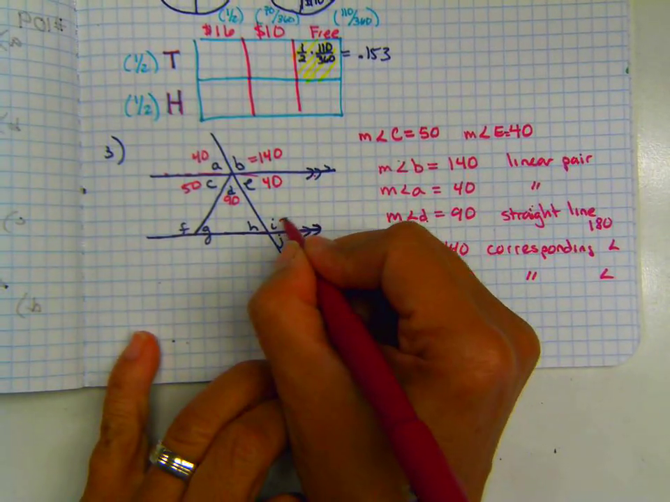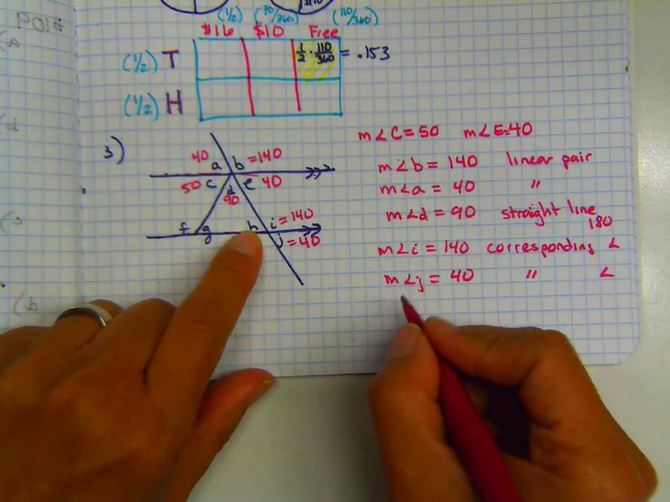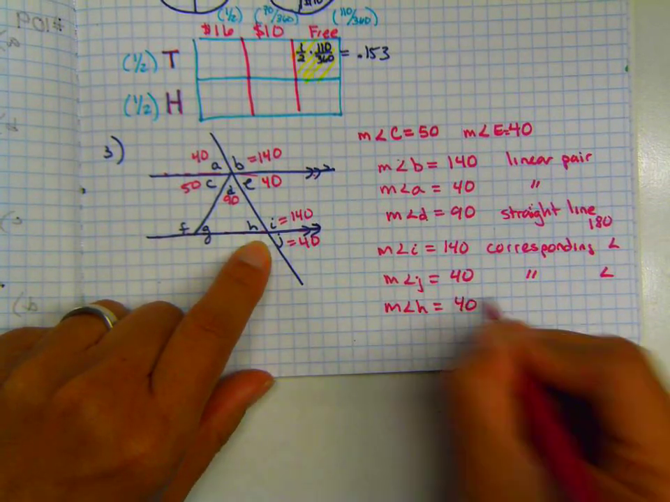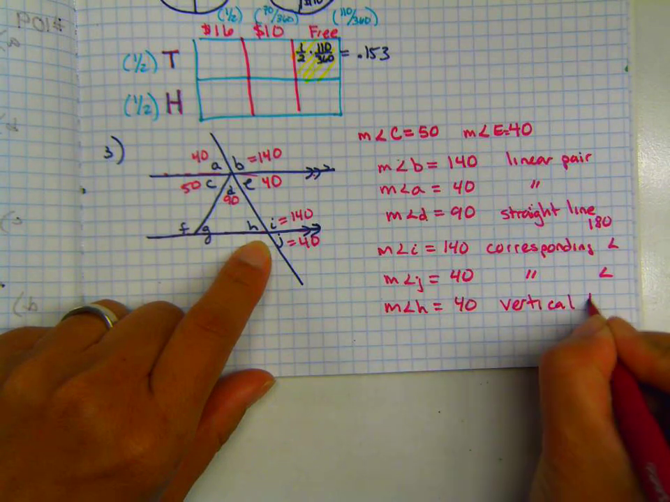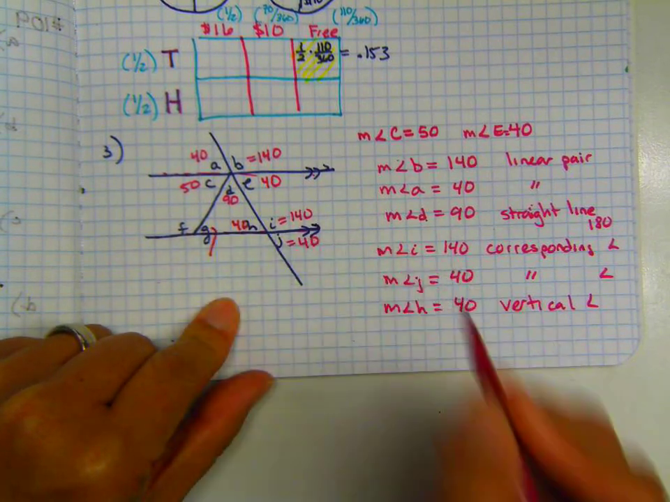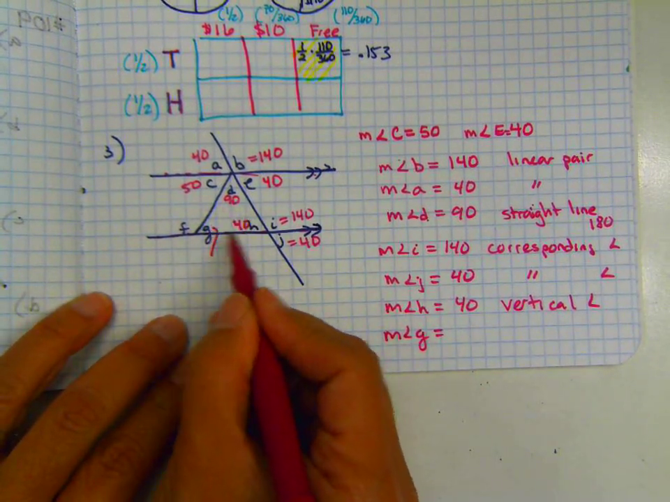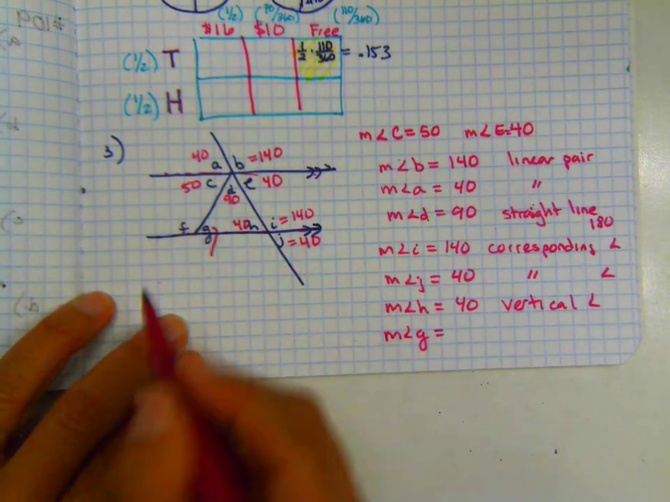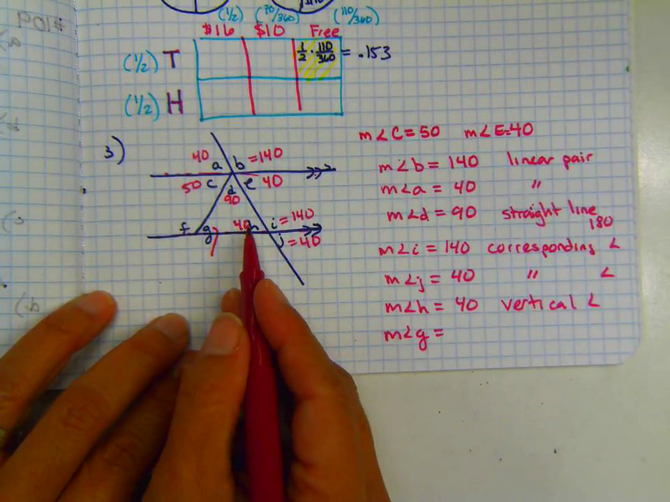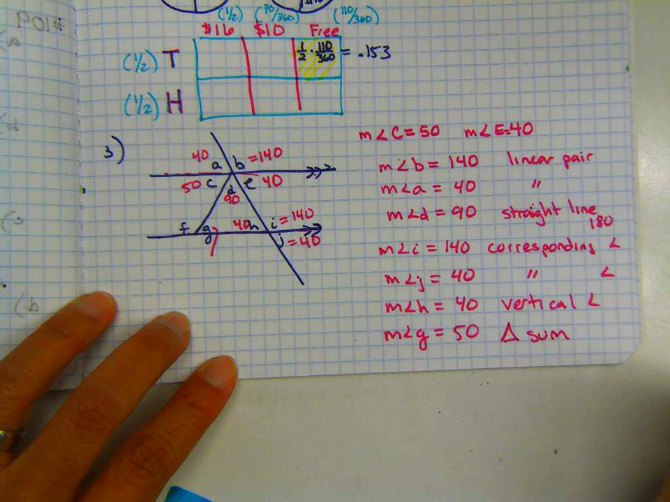Right, so let's go ahead and put those numbers in. This is 140. I know this is 40. Now I can find this right here. So the measure of angle H is going to be 40 as well by vertical angles. So I'll put the 40 in there. I can now find G because these 3 angles have to add up to 180 because I have a triangle. So triangle sum says that's 180. So 90 plus 40 is 130. 180 minus 130 is 50. And that's by triangle sum, or triangles add up to 180.